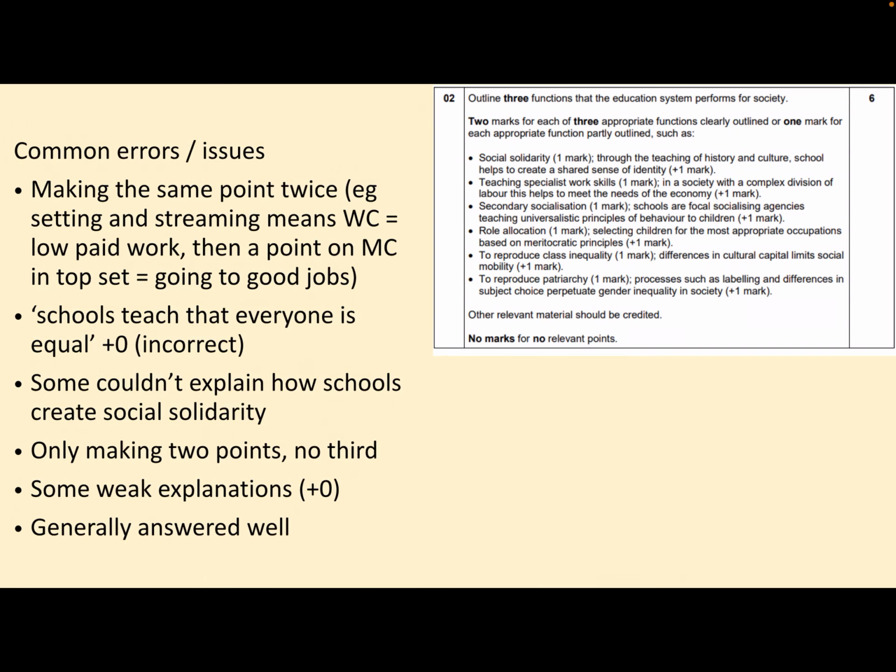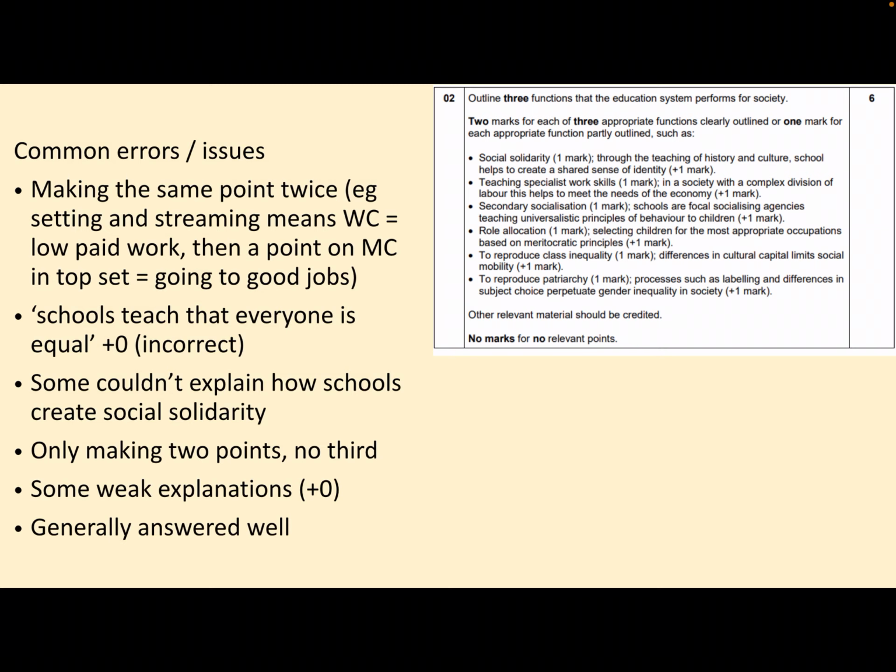Number 2 on the theory part of the paper was: outline 3 functions that the education system performs for society. A nice, clear theory question here, like what does education do for society? Now, the issues and errors that came up were making the same point twice, or only making 2 points and no third.